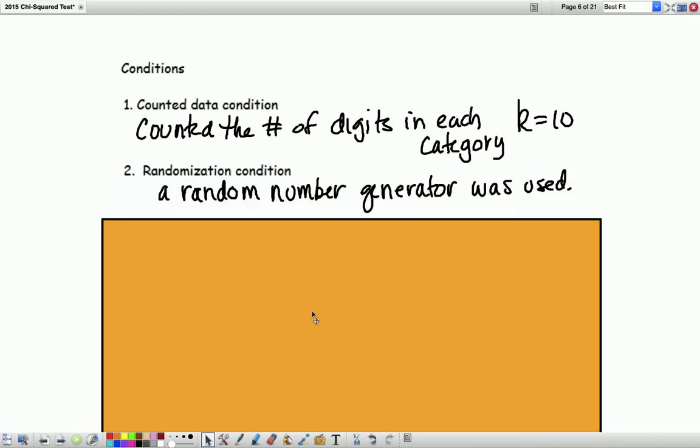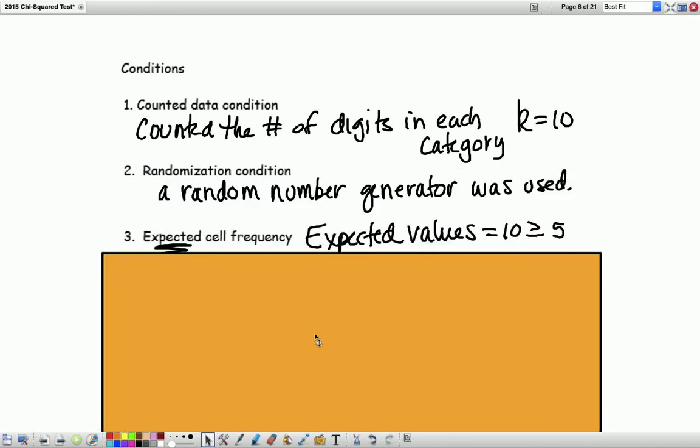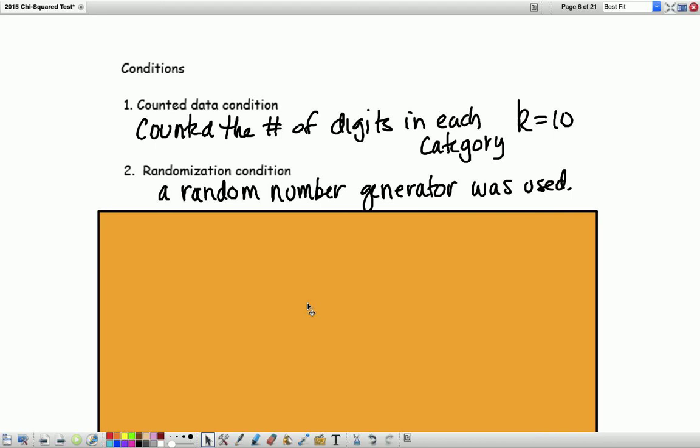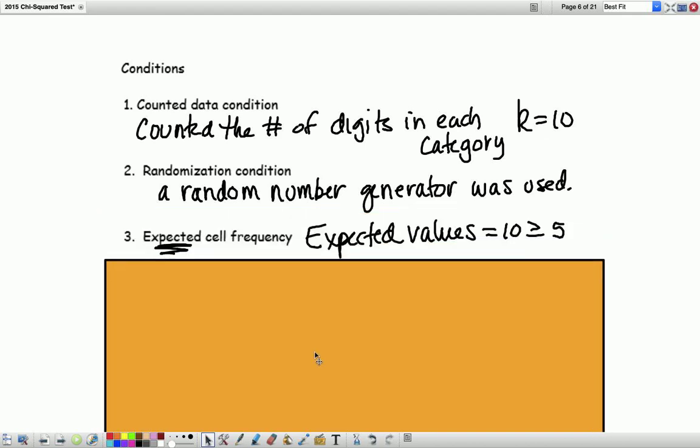The next one, randomization. Random number generator was used. That's it. It literally is a random number generator. So we still need randomization because we still need to be able to generalize about a population. And expected cell frequency. We need our expected values to be bigger than 5. This is similar to our large counts condition as well as our central limit theorem. We just need to have enough. That's all.